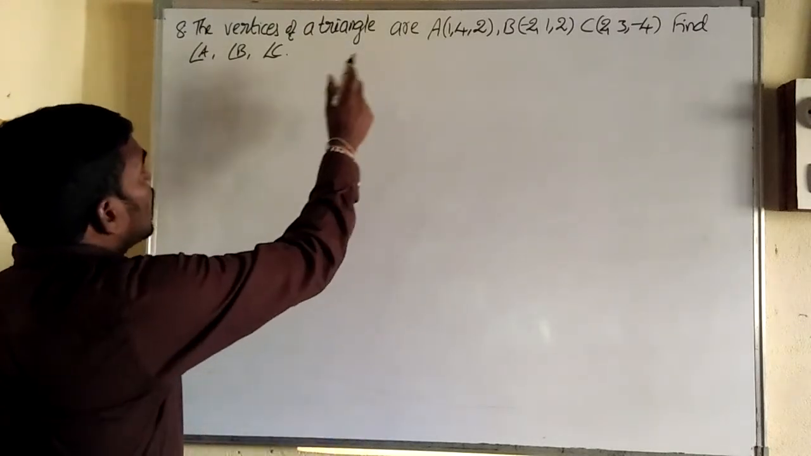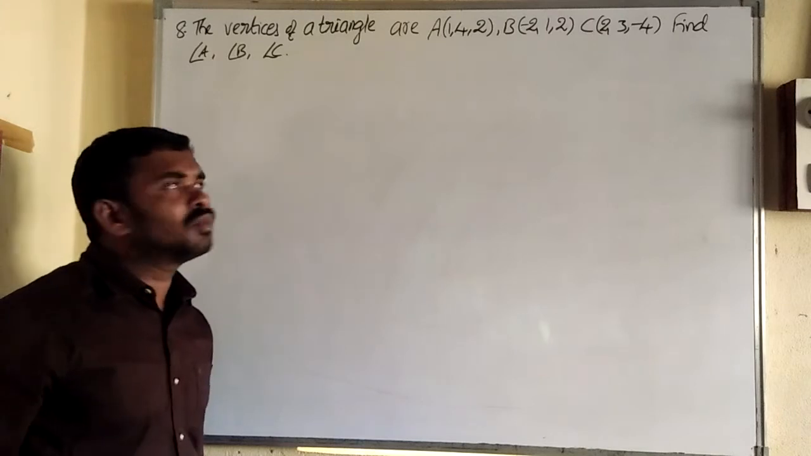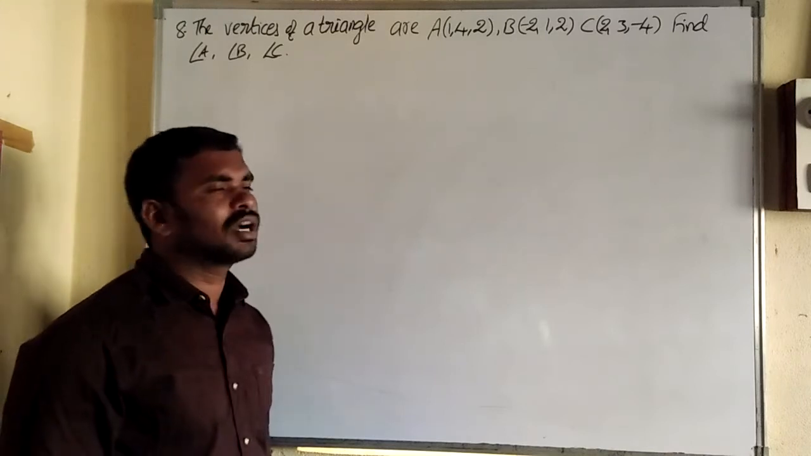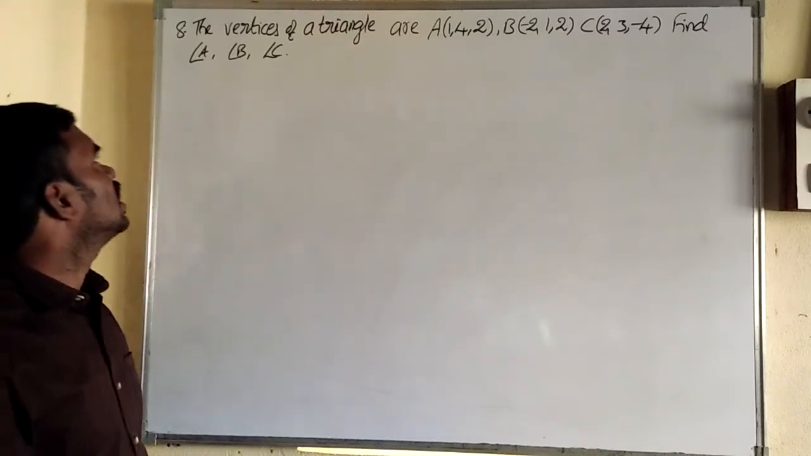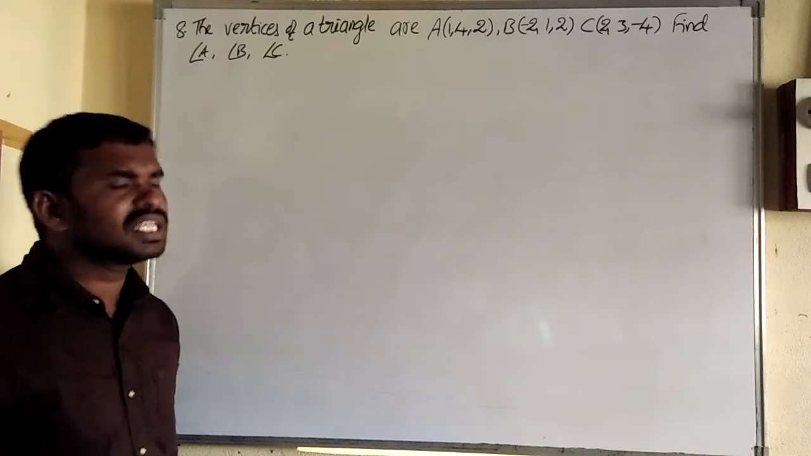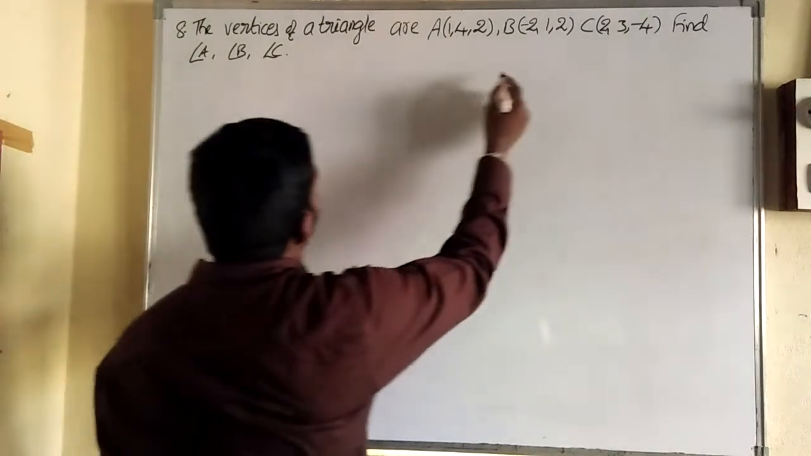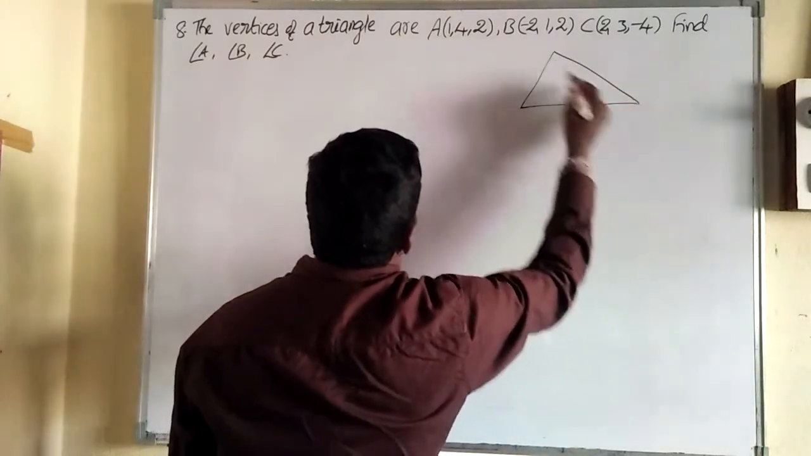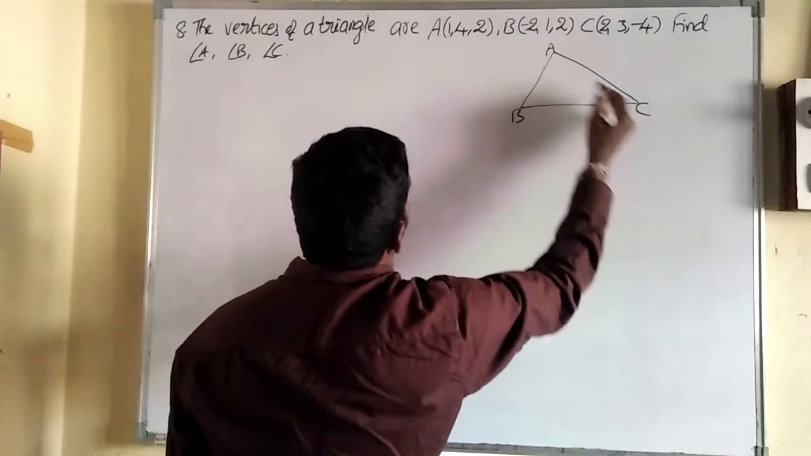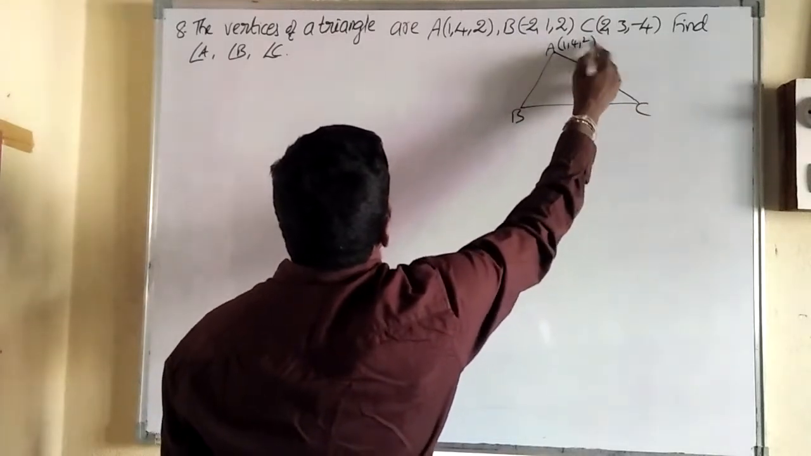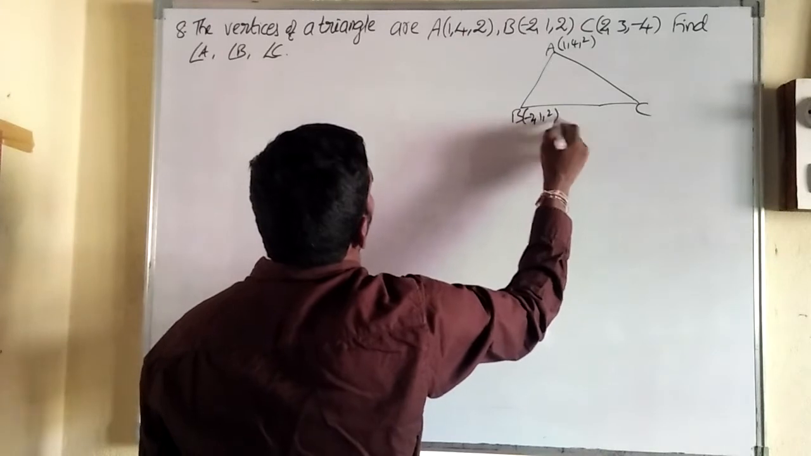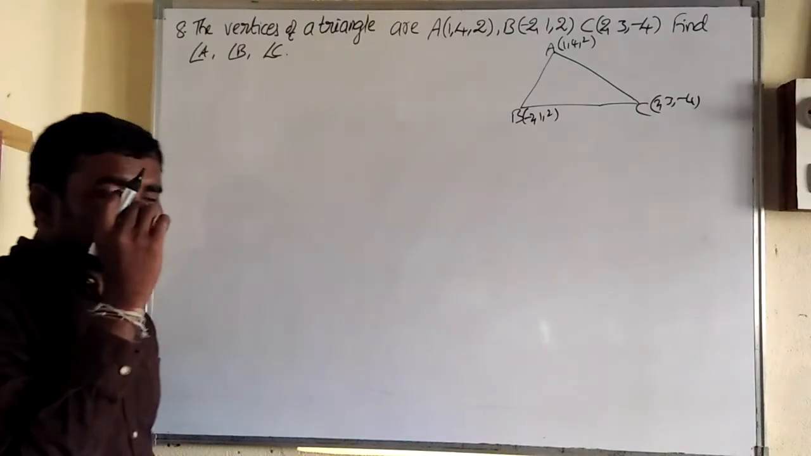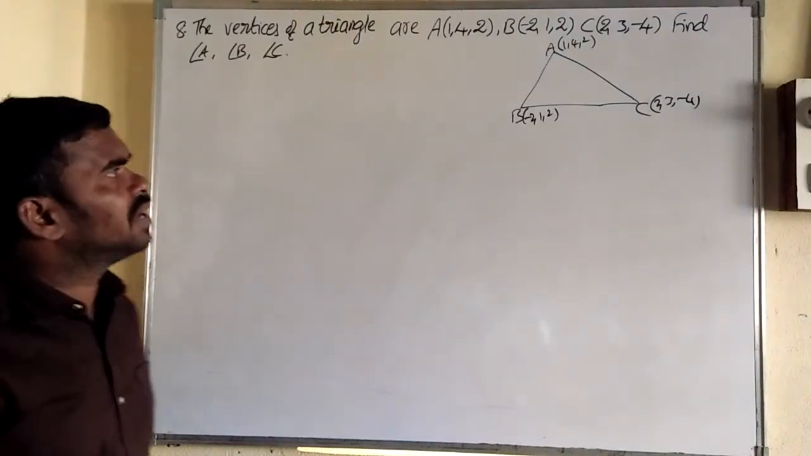The vertices of a triangle are A (1, 4, 2), B (-2, 1, 2), C (2, 3, -4). Then find angle A, angle B and angle C. Given that, let me take a triangle ABC. What is A? 1, 4, 2. What is B? Minus 2, 1, 2. What is C? 2, 3, minus 4. Only the vertices are given, and he is asking angle A, angle B, angle C.